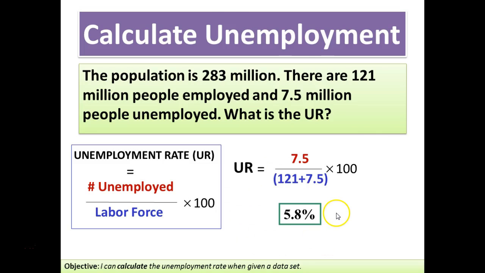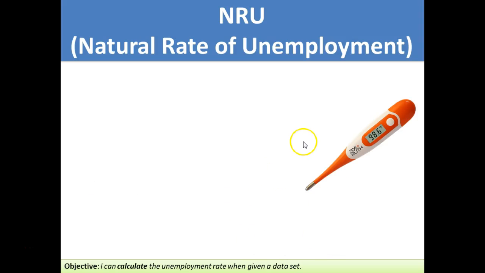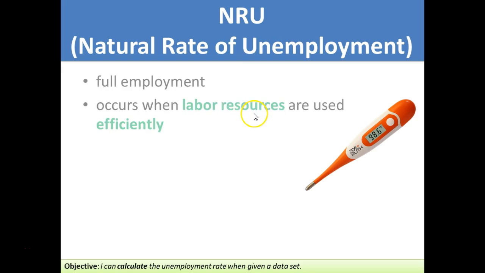So what does this number mean? Well, to interpret that number, we have to look at the natural rate of unemployment. Natural rate of unemployment gives us what we call full employment. It's not going to be zero. We don't want unemployment to be at zero. What we do want is to use all of our labor resources efficiently.